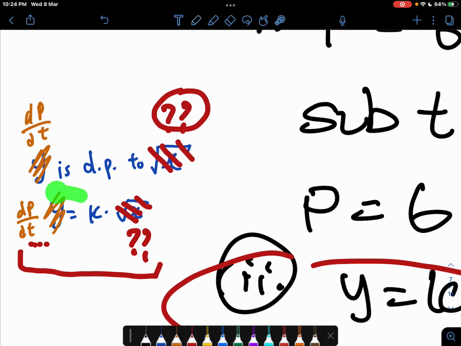Right? If you can get this equation, then you can find your question mark. Very simple. You started with p. How do you find dp by dt?